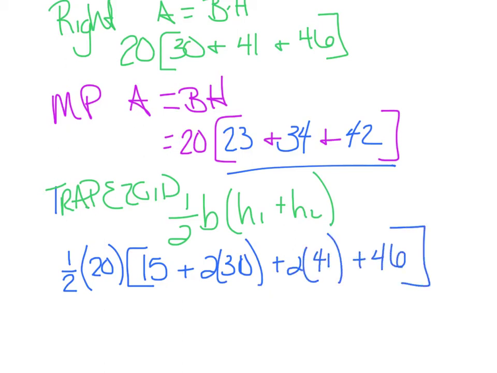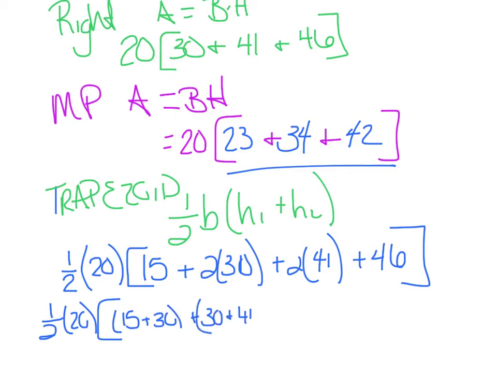All right, and again, if you want to list them all out, that's totally up to you. Listed, I guess, to be clear. You could have had the 1/2 and 20 times 15 plus a 30, plus a 30, plus a 41, plus a 41, plus a 46. Okay, and again, all I did was I say, okay, I know I have 15, I'm going to have 2 30s, 2 41s, and a 46.